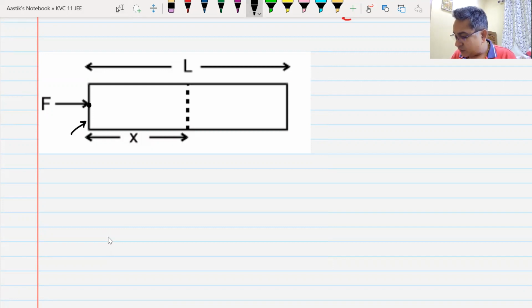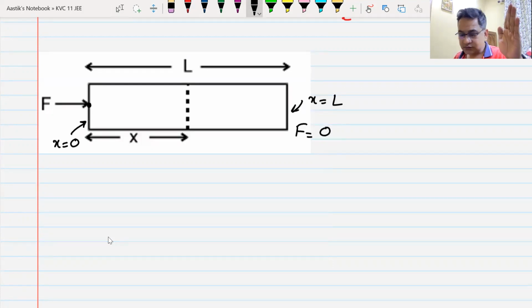This is x is equal to 0. The force is F over here. Yes or no? This is x is equal to L. At this point, the force would be 0. Yes or no? So force varies from x is equal to 0 to x is equal to L. The force varies linearly, because this is a uniform rod.